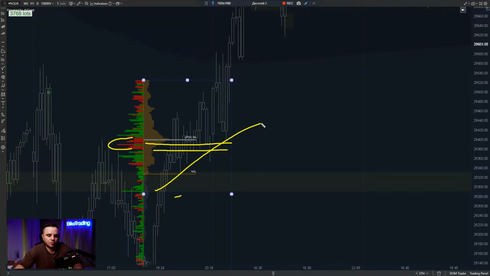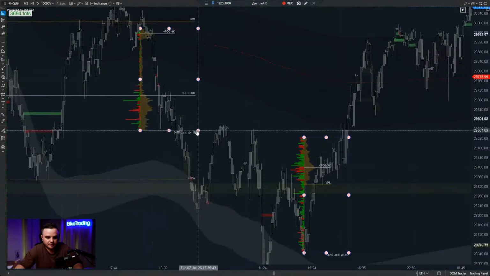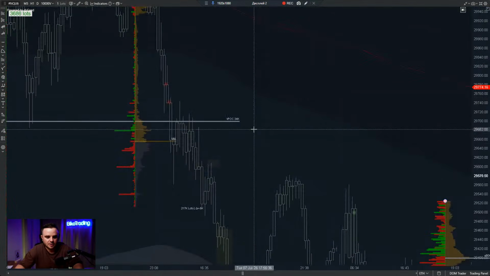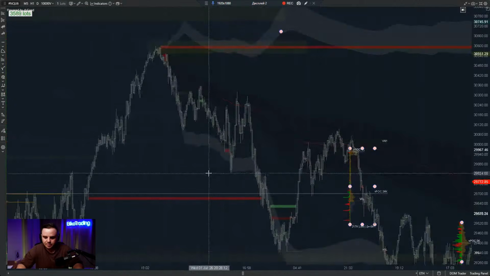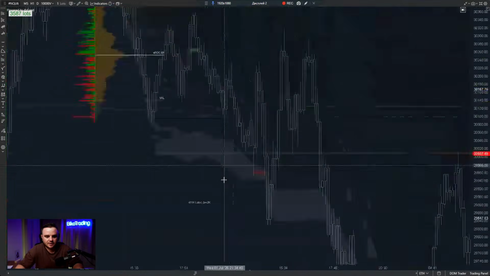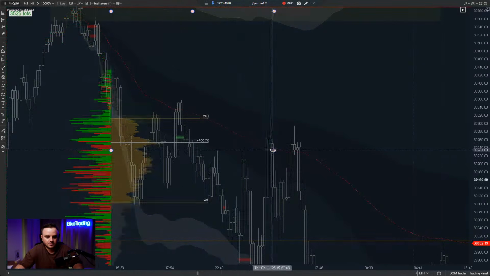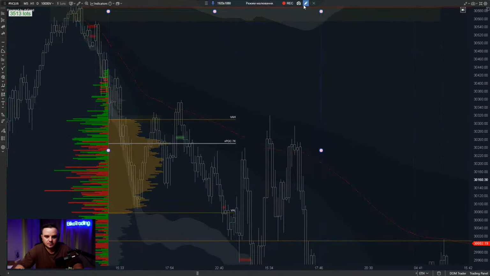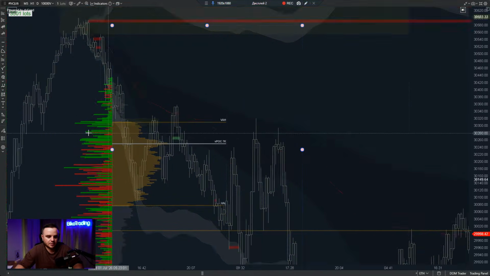Honestly, I don't use a heat map personally. It doesn't mean that what I do is the only way. You can use it as you wish. You can see here delta absorption. There were quite plenty of examples when we had significant delta. As you can see here, significant delta, price retested, and after that the downward trend continued.